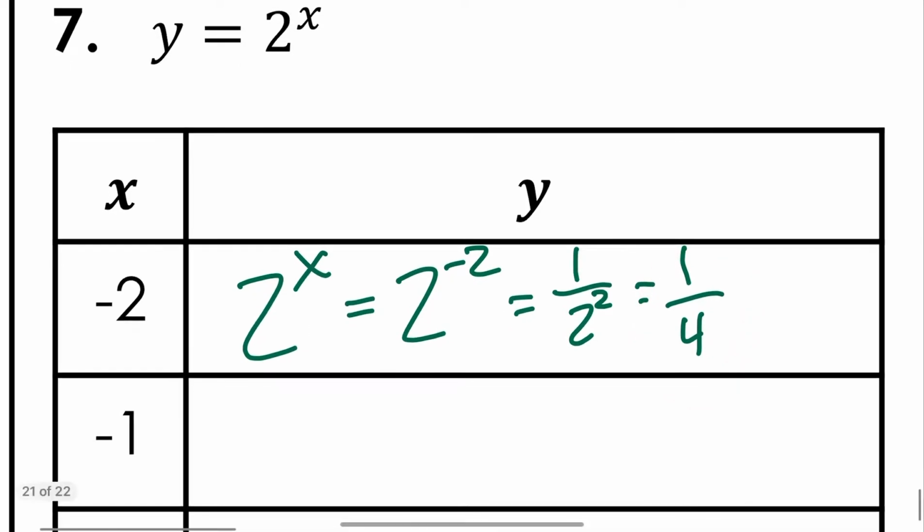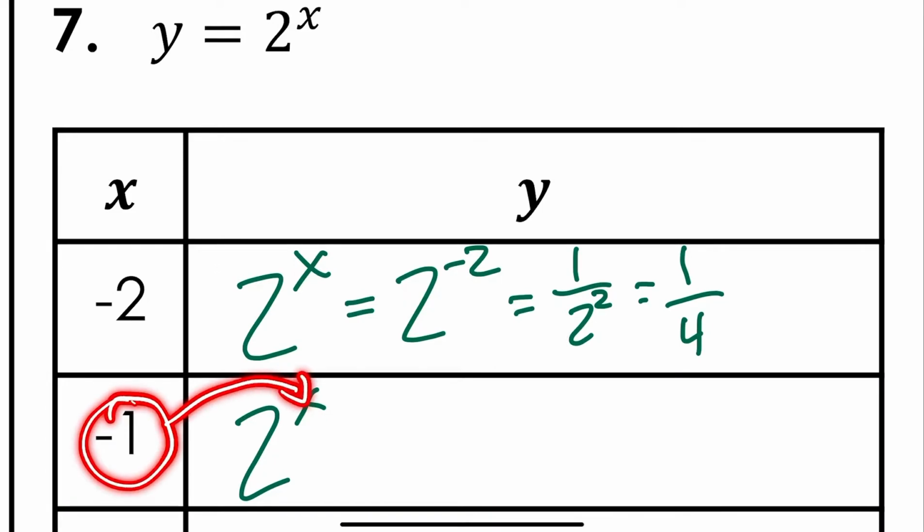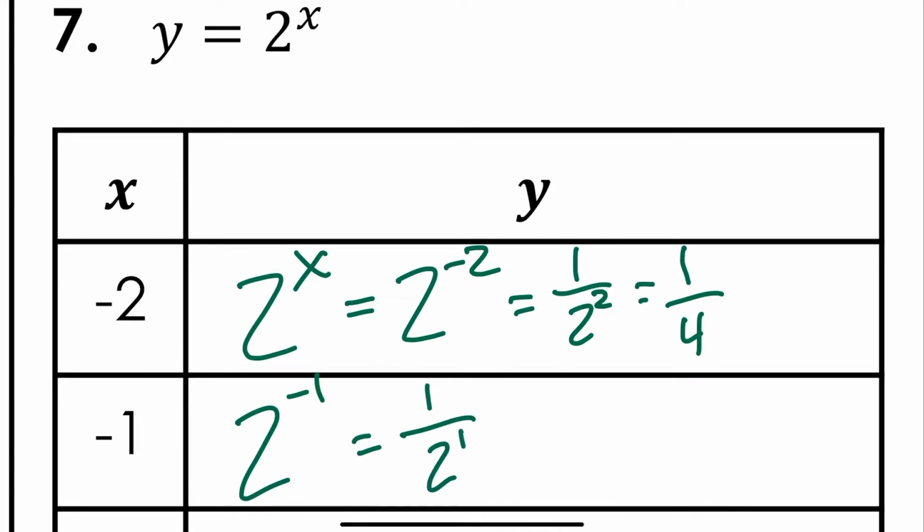And then we move on to the next one. I'm going to do 2 to the x, but instead of x, I want to put our negative 1. That's going to go right there. I'm just going to erase that and put that in. Okay, 2 to the negative 1. Since this is a negative exponent, I'm going to flip this, so I got 1 over 2 to the first power. And 1 over 2 to the first power is the same thing as 1 over 2. So that's going to be my next value.